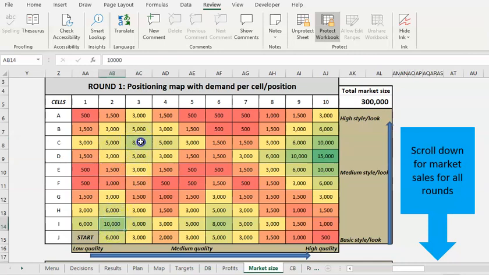So we've got 1, 2, 3, 4 market segments. Okay, they can position outside of that, any variation, but as they move away from the center, you can see that the level of demand is decreasing. So this is base level of sales. That's the total market size at the beginning of the game.